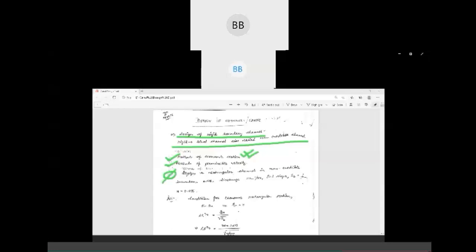Suppose for that particular question: design a rectangular channel in non-erodible, that means rigid boundary, with discharge given as 20 meter cube per second. You kindly write down this numerical.